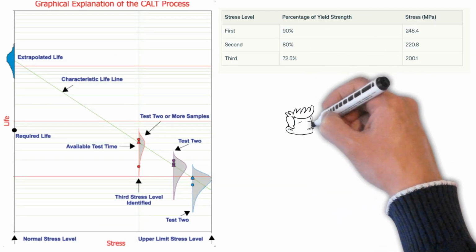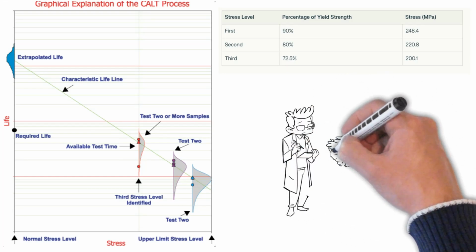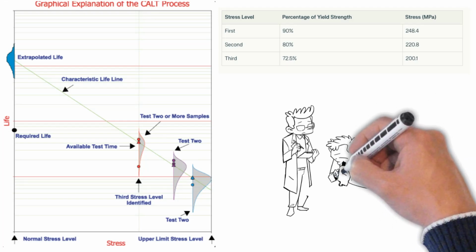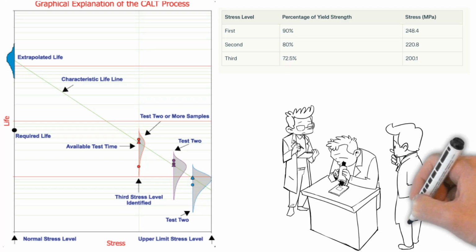Yield strength and stress levels. The yield tensile strength of 6061 aluminum alloy is 276 megapascals. Based on this, we define 3 stress levels for the ALT.